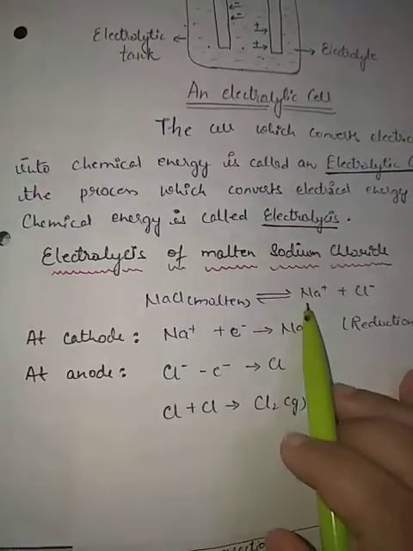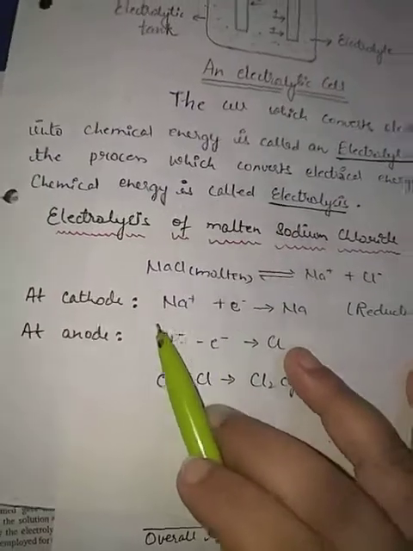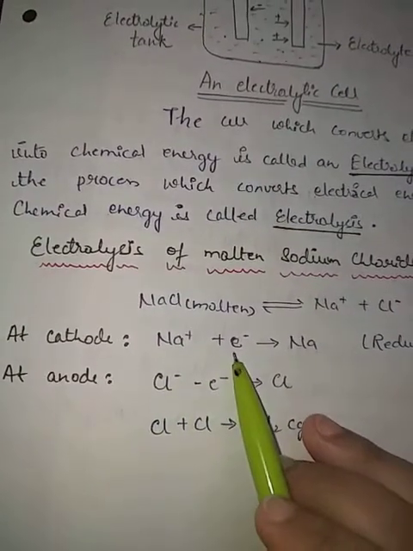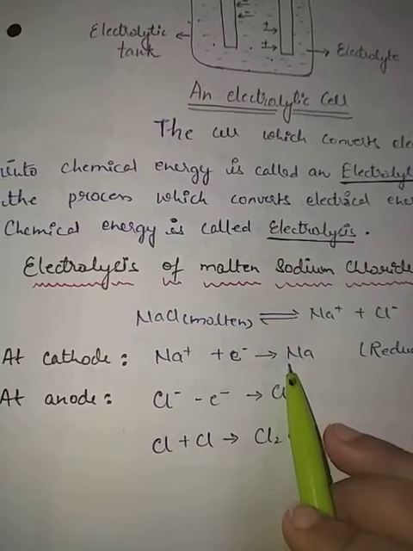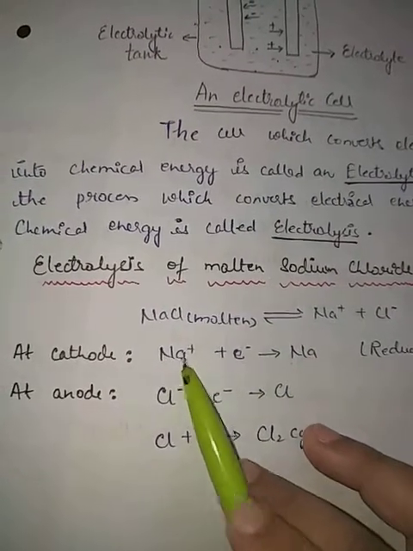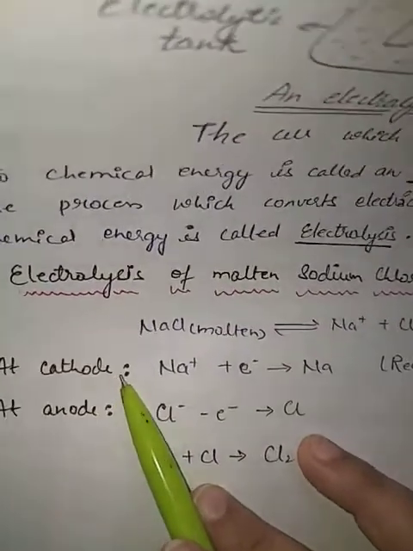Obviously, the positive ion will move towards the negative electrode, that is the cathode. There it will gain an electron and get converted to a sodium atom. See, gain of electron is taking place here. It means at the cathode, a reduction reaction occurs.